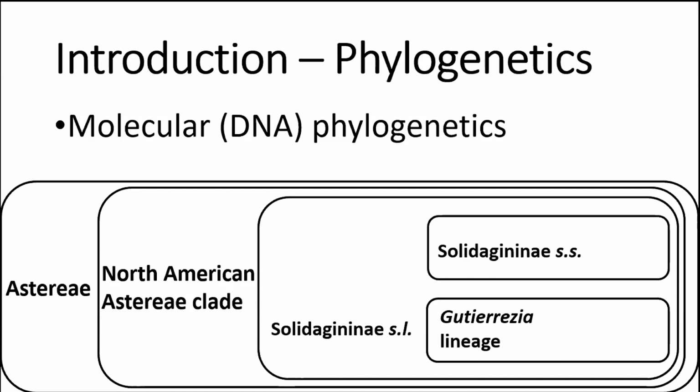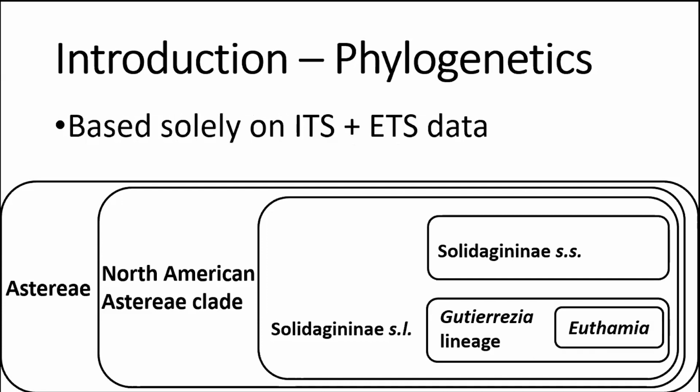Within this broad sense of the Solidago subtribe, there's the strict sense of the Solidago subtribe that contains the familiar Solidago. These are the goldenrods you see blooming everywhere next to parking lots and in little ditches. And there's also this group called the Gutierrezia lineage. I'll just call it the G lineage because it's easier to pronounce, and I'll be saying it a whole lot. Now, this G lineage contains the genus Euthamia that I mentioned, which we'll focus a lot of the presentation on. The relationships for this entire setup have largely been based on 2 loci, ITS and ETS.